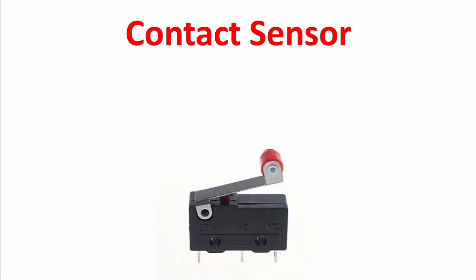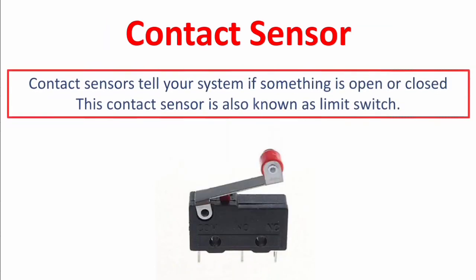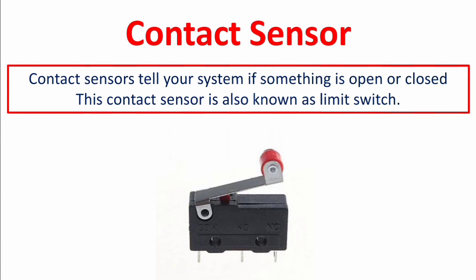Now come to next. Next is the contact sensor. We can see here, a contact sensor tells your system if something is open or closed. This contact sensor is also known as a limit switch. When these switches hit an obstacle, it triggers the robot to do a task which can be reversing, turning, switching on an LED, stopping, etc. The task of the robot depends upon the user program.